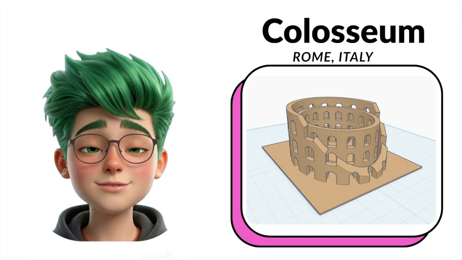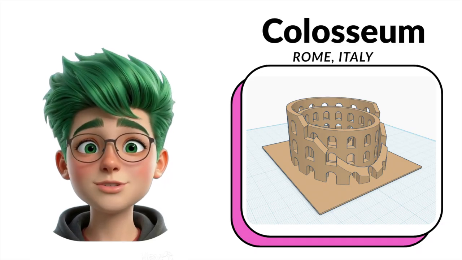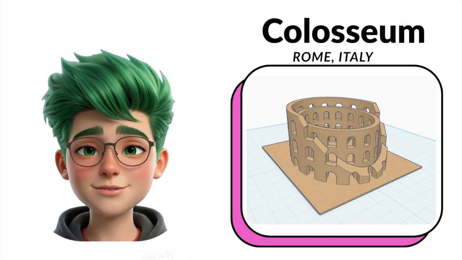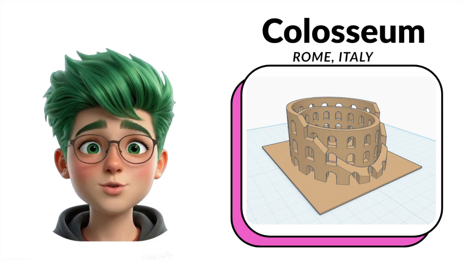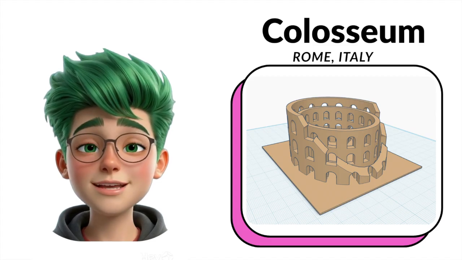Hey, I'm Kai. In this challenge, we're going to create a Roman-style Colosseum in TinkerCAD. We'll start with a simple ring shape, then cut in repeated archways and stack the floors to make a realistic model. Let's get started.